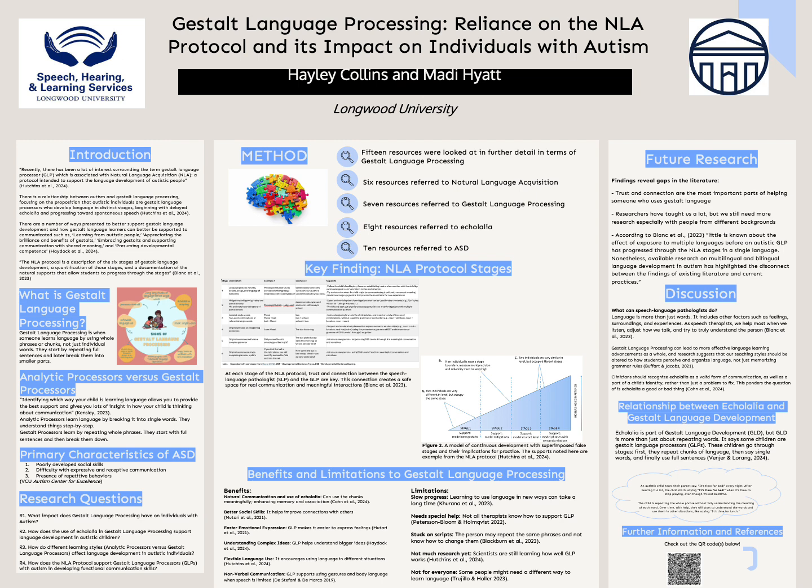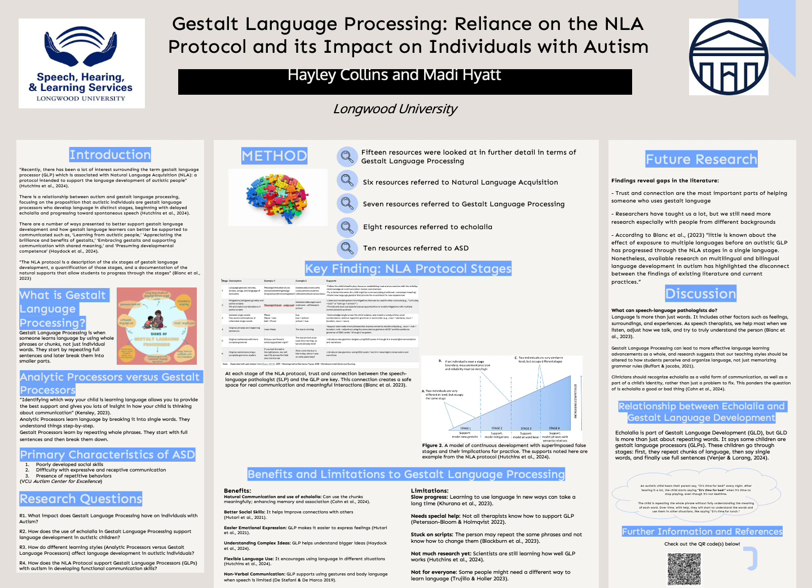Gestalt language processing is an important way that many autistic individuals develop language. Instead of learning single words first, they often learn language in chunks, like whole phrases or sentences that they've heard before. This is also called echolalia. Over time, they break these phrases down and learn to create their own unique sentences.